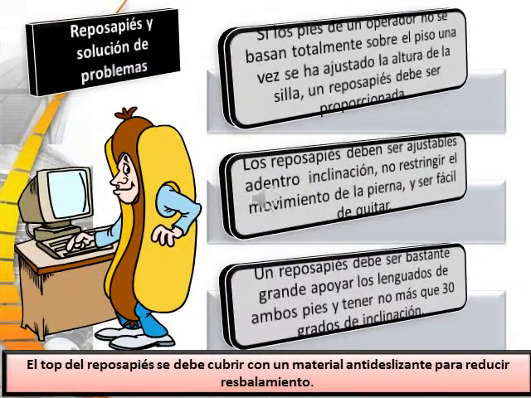If an operator's feet do not rest completely on the floor once the chair height has been adjusted, a footrest should be provided. Footrests should be adjustable to the inclination, not restrict leg movement, and be easy to remove. A footrest should be large enough to support the soles of both feet and have no more than 30 degrees inclination. The top of the footrest should be covered with a non-skid material to reduce slippage.